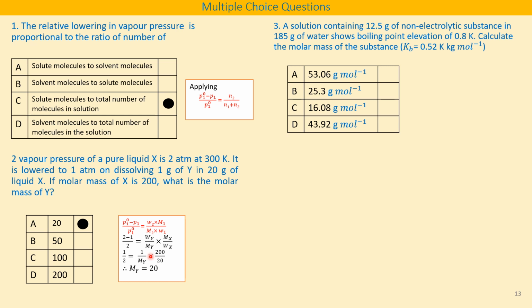A is 53.06 grams per mole. Option B is 25.3 grams per mole. Option C is 16.08 grams per mole. Option D is 43.92 grams per mole. So you have to make some calculation as shown on the screen in the insert box. Apply the formula M2 is equal to Kb into 1000 into W2 divided by delta Tb into W1.